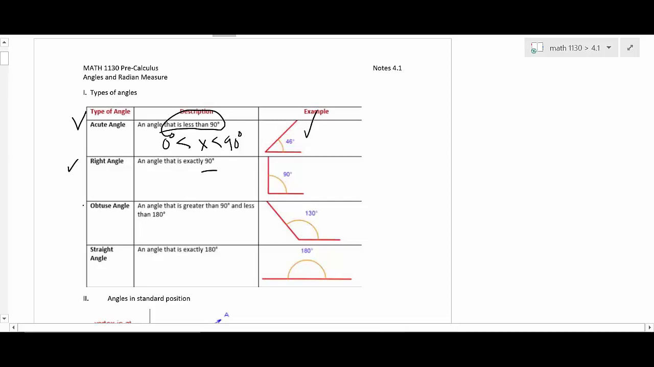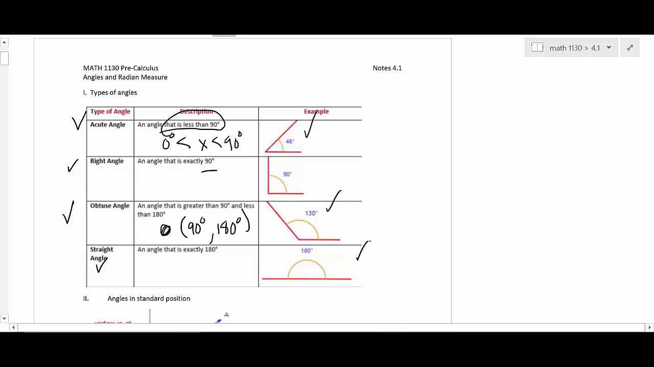So in trigonometry, you work a lot with right angles because there's a part of trigonometry we call right triangle trigonometry. Obtuse angles are greater than 90 and less than 180. If you want to write this in interval notation, you would say parenthesis 90 degrees, comma 180 degrees, because it doesn't include those two endpoints. So an example would be 130, and then a straight angle would be just 180 degrees, okay?